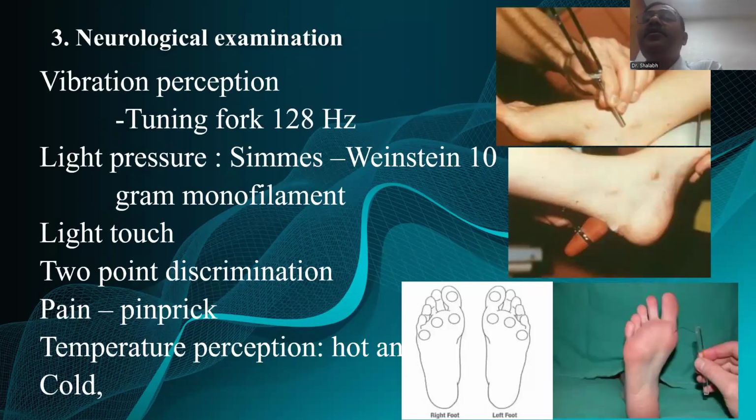A neurological examination to assess the various aspects of sensory loss: vibration test with a tuning fork, light pressure using a small wick of cotton, or light touch, 2-point discrimination. Is a patient able to differentiate between the 2 points of touch, right? Is he able to sense minor injuries like a pinprick? Is he able to differentiate between very hot or very cold surfaces?